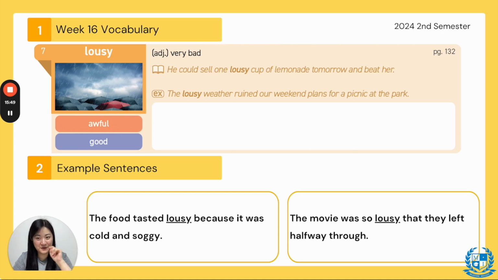I want delicious food. Next one, it says the movie was so lousy that they left halfway through it. So instead of watching it from beginning to all the way to the end, it was such a bad movie that they stopped in the middle and just left. Have you ever left during a lousy movie before? I don't think I ever have.